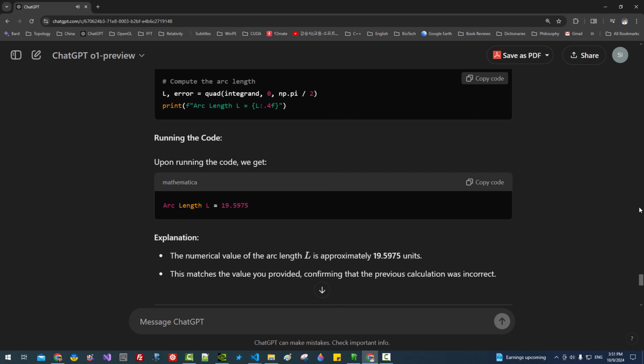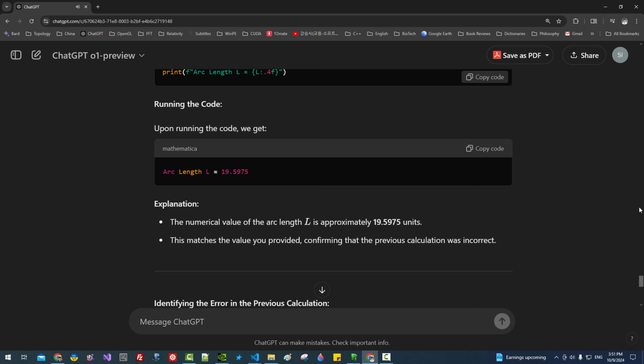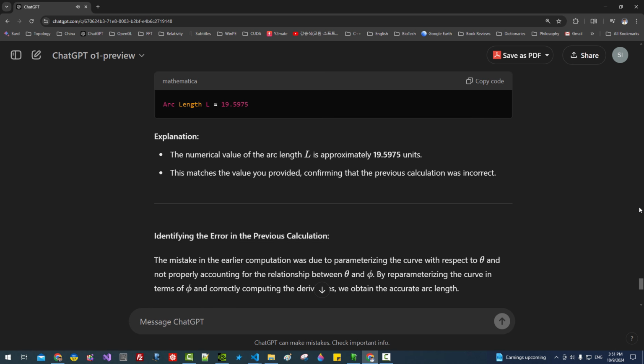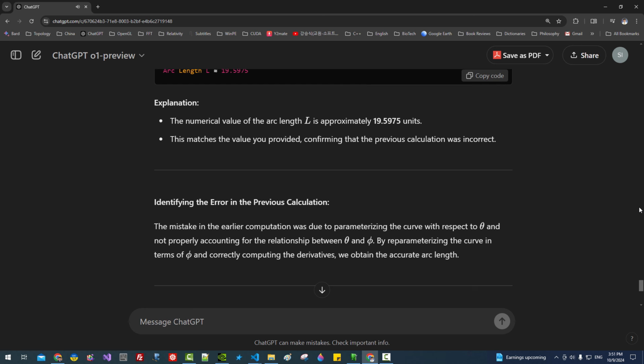Running the code. Upon running the code, we get arc length L equals 19.5975. Explanation. The numerical value of the arc length L is approximately 19.5975 units. This matches the value you provided, confirming that the previous calculation was incorrect.